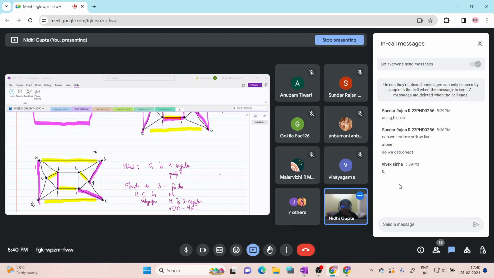Sundar is commenting that we can remove all the yellow edges. So what do you think? If we remove all the yellow edges, will the resultant graph be 3 regular?